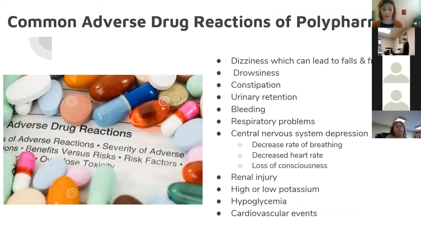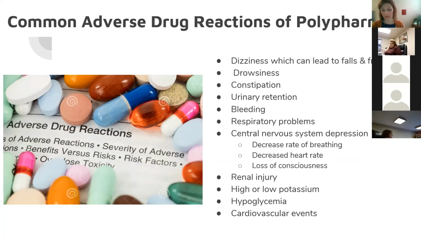Here we have a list of common adverse drug reactions of polypharmacy. Now, this is a compilation of different side effects from different drugs, just to give you an idea, and of the most common adverse drug reactions. So we have dizziness, which often the fear with that is that it can lead to falls and fractures, drowsiness, constipation, might cause bleeding, might cause urinary retention, problems with breathing, central nervous system depression, CNS depression as we call it, decreased rate of breathing or decreased heart rate, or loss of consciousness. Could hurt your kidneys, could cause you to have a high or a low potassium, which could actually lead to heart issues, could cause hypoglycemia or cardiovascular events.